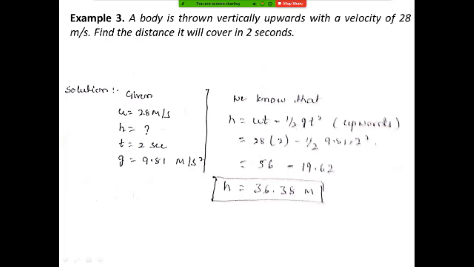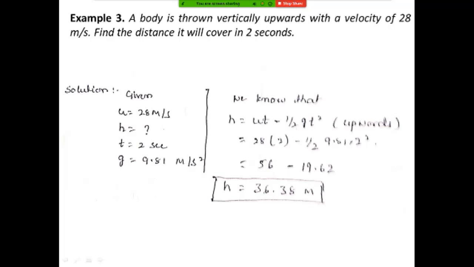U, the initial velocity, is given as 28 meter per second. H, the height or distance, is the only thing asked. Time is given as 2 seconds. And g, acceleration due to gravity, is 9.81 meter per second square. It is known. Okay, we have the formula h is equal to ut minus half gt square.